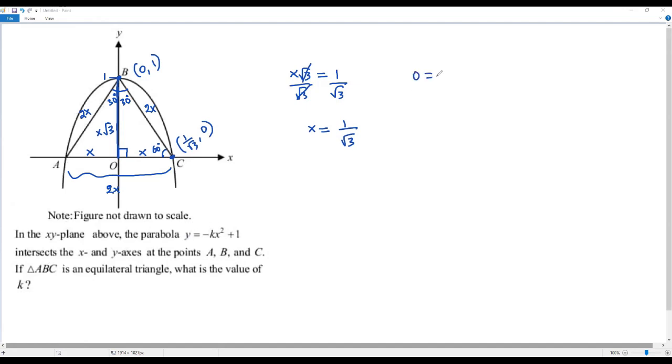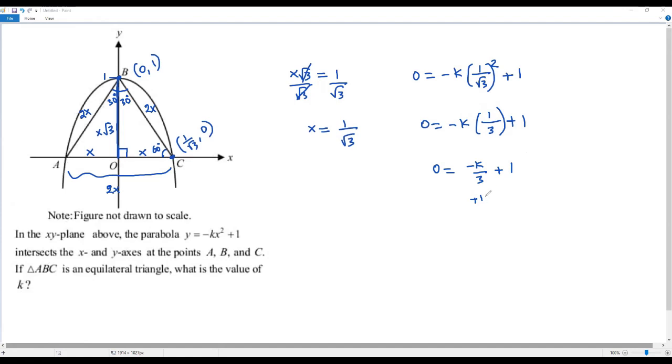We get 0 equals negative k times (1 over square root of 3) squared, plus 1. Here we have an exponent on a fraction, so the exponent can be applied to the numerator and denominator separately. 1 squared is just 1. Square root of 3 squared is just 3. Plus 1. Okay, 0 equals, when I multiply negative k and 1 over 3, I get negative k over 3, that is, I multiply negative k and the numerator 1. Then we write plus 1.